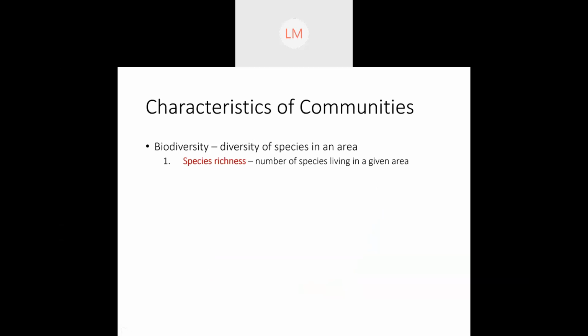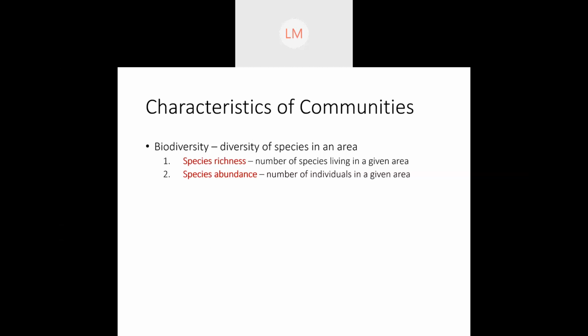So there are three aspects of biodiversity that we need to think about. One is the species richness. Species richness is just the number of species. So how many species are in a given area. But in addition to the richness, we also want to think about abundance. So this is the number of individuals in a given area, right?